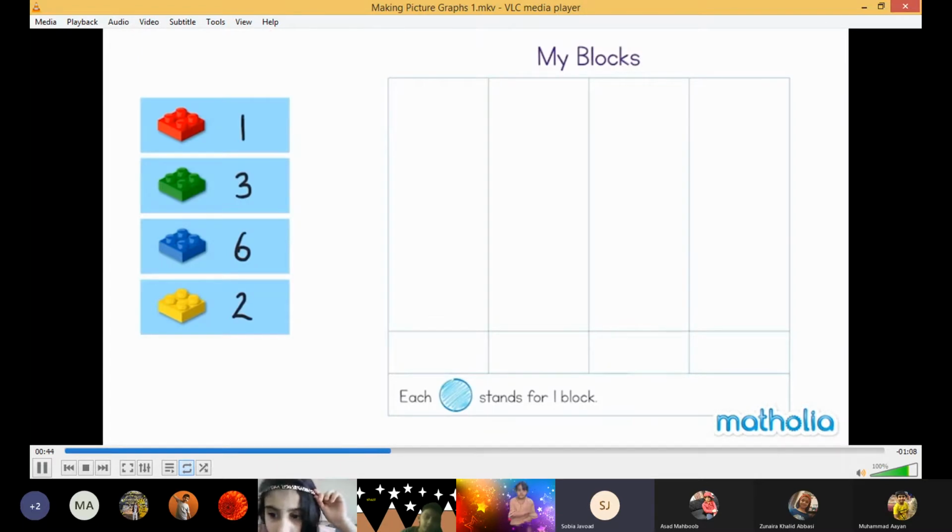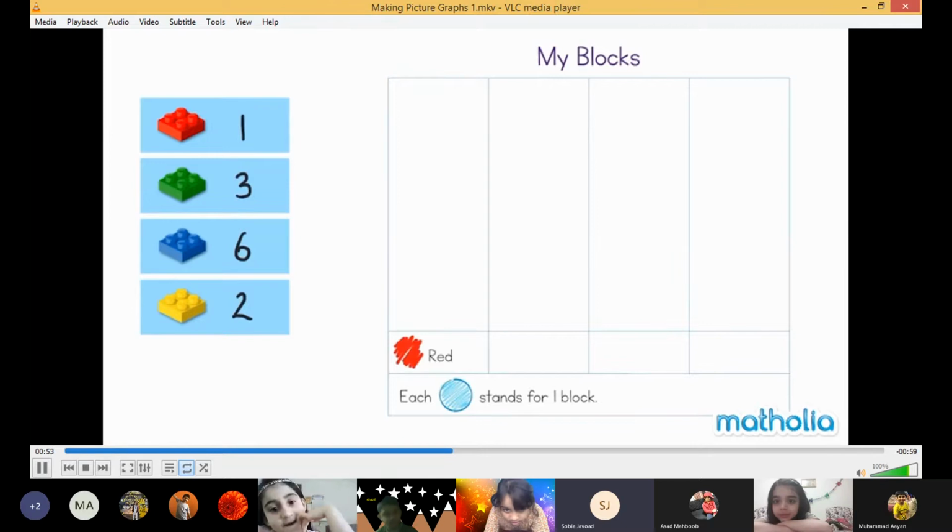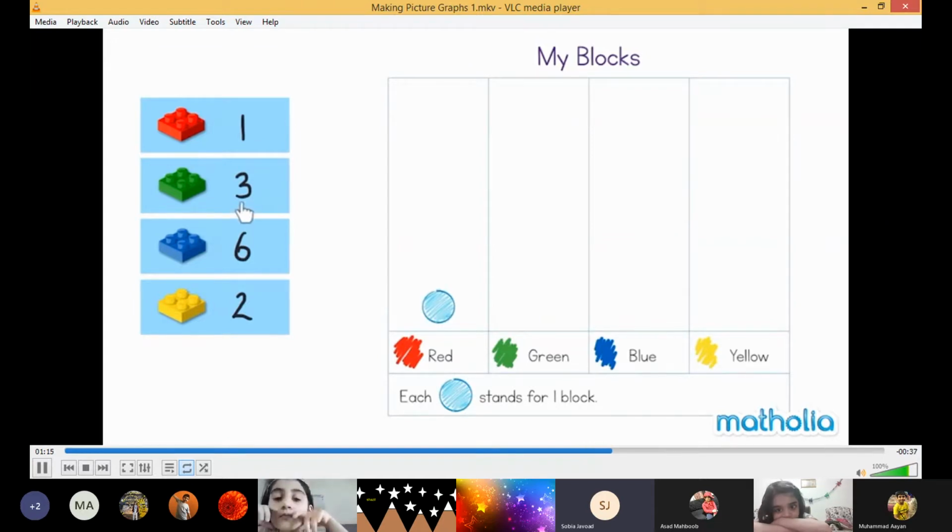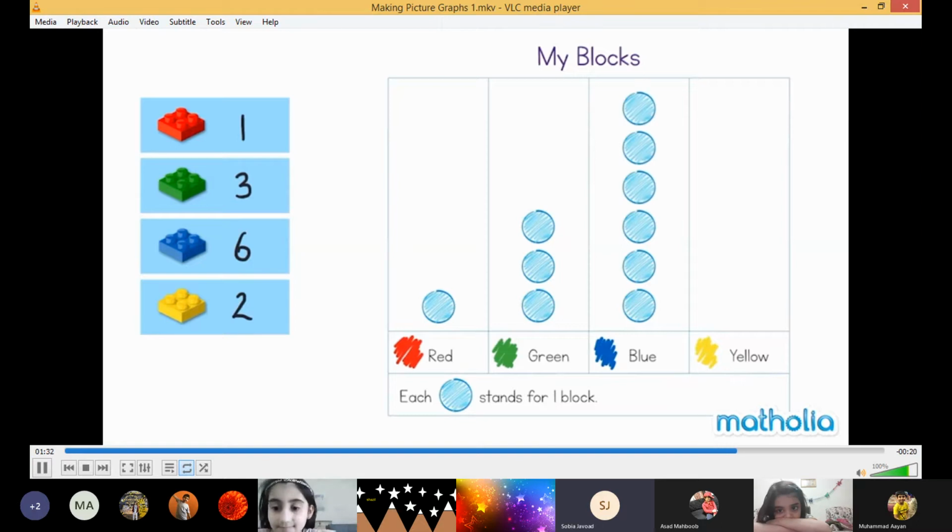Let's make a pictograph to show the number of blocks we have of each color. Let's write the colors in these boxes. Yellow. We will show 1 circle for each block. 1 red block, so 1 circle in the red column. There are 3 green blocks, so we put 1, 2, 3 circles in the green column. What about the blue blocks? There are 1, 2, 3, 4, 5, 6 blue blocks. So we show them like this. Finally, there are 2 yellow blocks. 1, 2. We have made a picture graph showing our blocks by their colors.